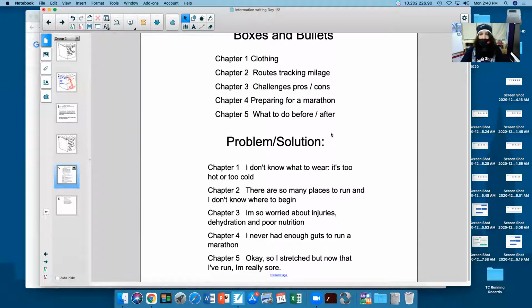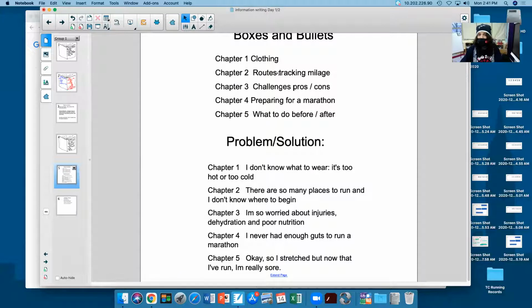Okay. The second one, same topics, it's clothing, routes, challenges, preparing for a marathon, what to do before and after, can be set up like a problem and then a solution. The problem is what's going into your chapter title. The solution is what you're going to teach. So my problem, I'm going back to clothing, but I'm going to structure it in such a way that my problem is I don't know what to wear. It's too hot or too cold. My whole chapter is going to be about that.